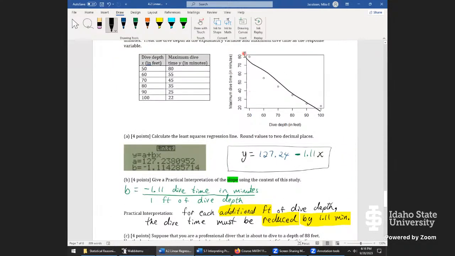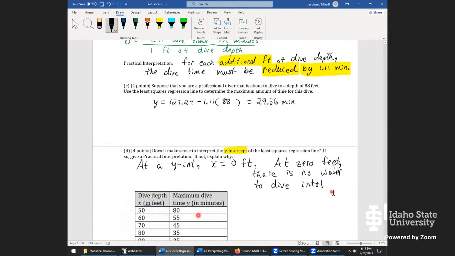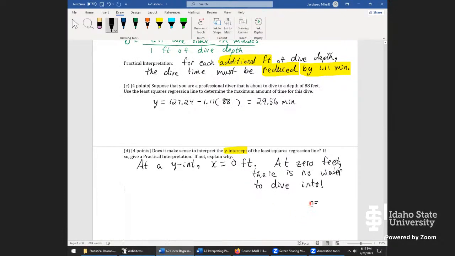But if we put that value on the graph, we'd be carrying this line further and further to the left. We have a nonsensical dive. You have no feet of water to dive into. And so that means for this problem, the y-intercept has no meaning or interpretation.